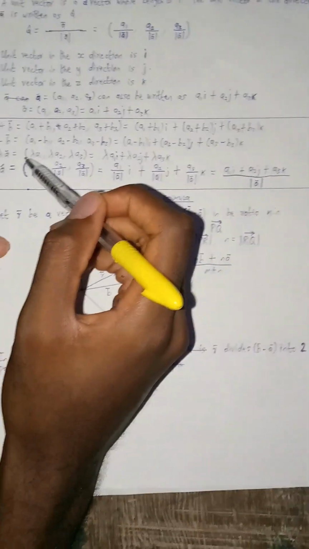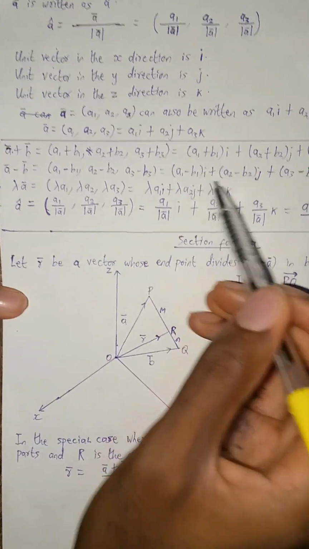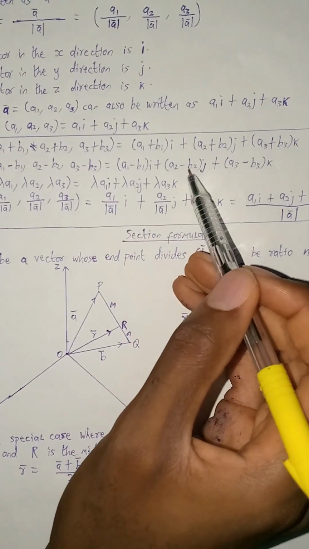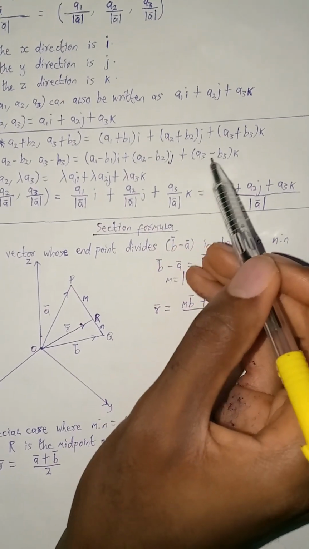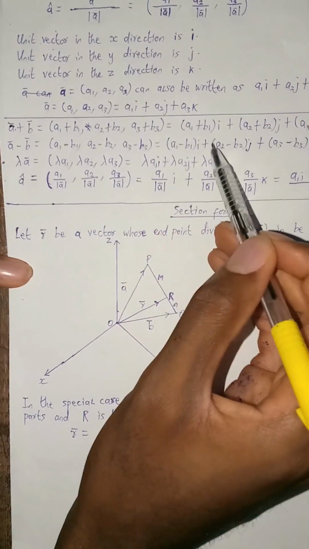Now, for subtraction, it's still going to be the same method. It will be A1 minus B1 times i, plus A2 minus B2 times j, plus A3 minus B3 times k. So this is the same as this. This is the same as this.